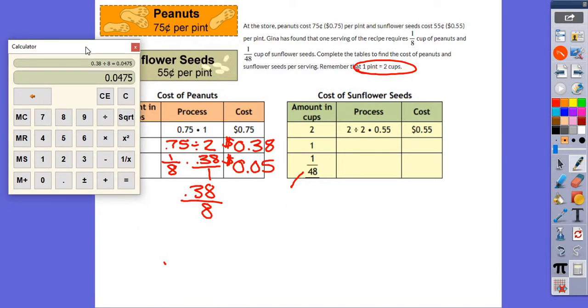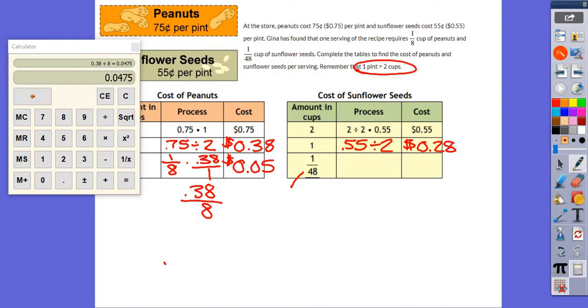Same concept. To find 1 cup, I probably need to divide 0.55 by 2. And calculator people, help me out. What do I get with that? 0.275. So that rounds to how much money? 28 cents. Okay, but I don't have a cup of sunflower seeds in that bag. I only have 1/48 of a cup, a very small amount, because those things are real tiny.